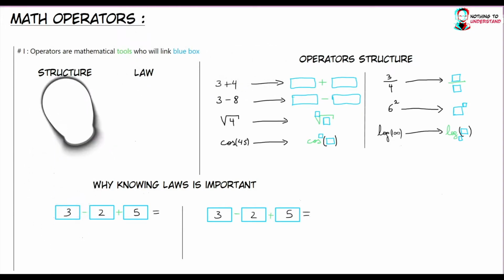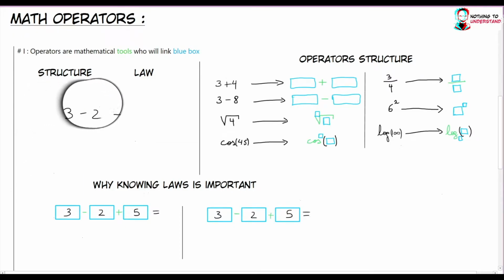Let's come back to the previous example that we had. So 3 minus 2 equals, how many positive and negative numbers are there in this little calculation? So let's first identify the operator. I have the minus operator. On the left, I have the first blue box. On the right, I have the other blue box. So this is the subtraction operator, minus.